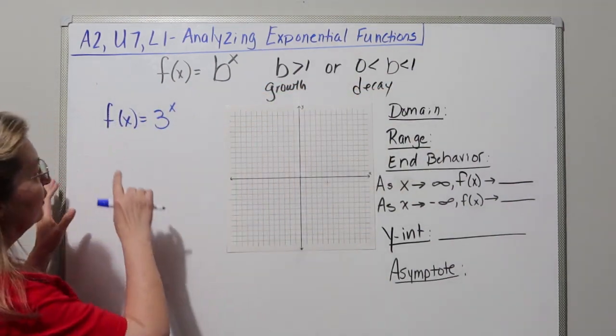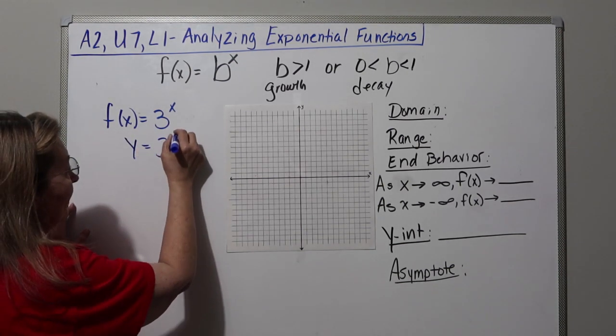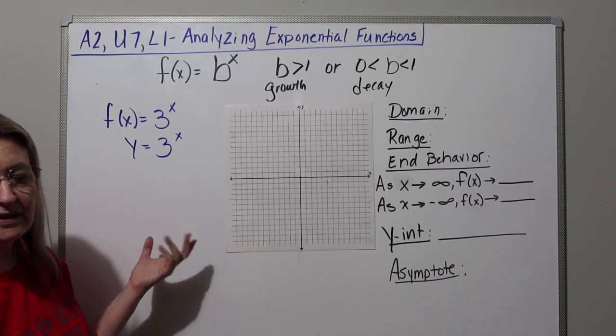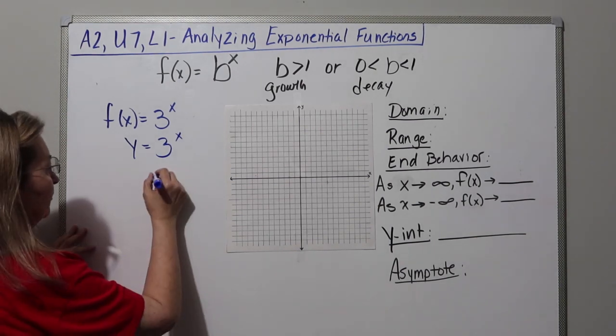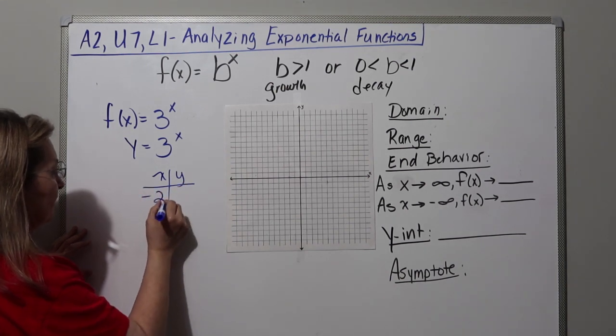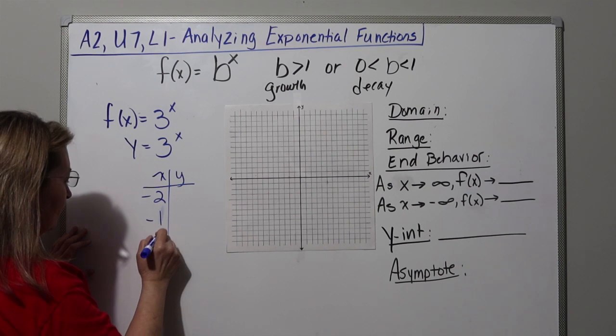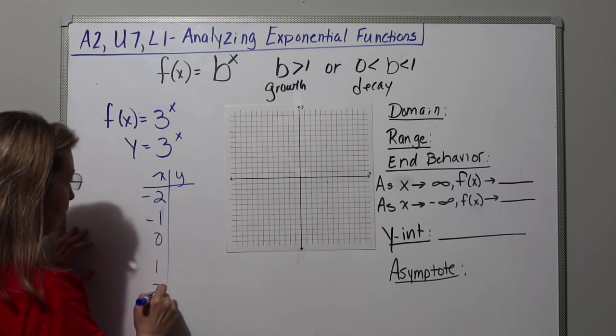So if I take f of x equals 3 to the x power, I can rewrite this as y equals 3 to the x, and I want to graph it. I'm just going to make an XY chart, and I'm going to pick those same five numbers: -2, -1, 0, 1, and 2.